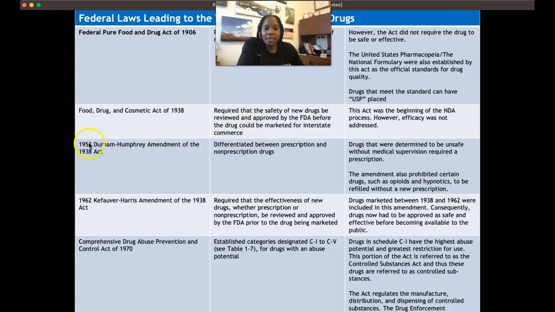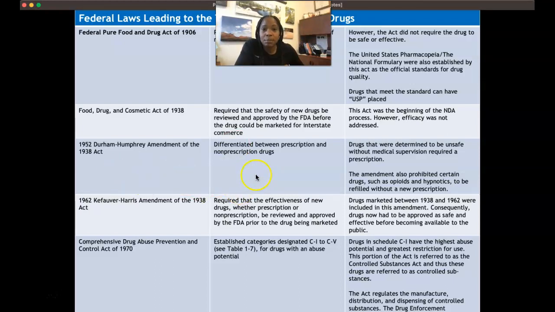So then we go to 1952, the Durham-Humphrey Amendment of the 1938 Act. And in this is where we get the differentiation between prescription and non-prescription drugs. They are going to be treated differently in the review process, which makes sense, right? Because prescription drugs, what are they going to have? Higher propensity for adverse effects. They're more potent. And then you have over-the-counter drugs, which don't have as much of the drug, and so they're less potent, less risk for adverse effects, right?